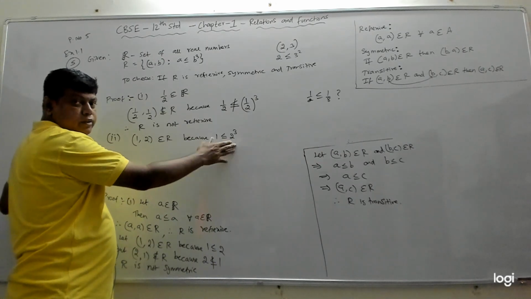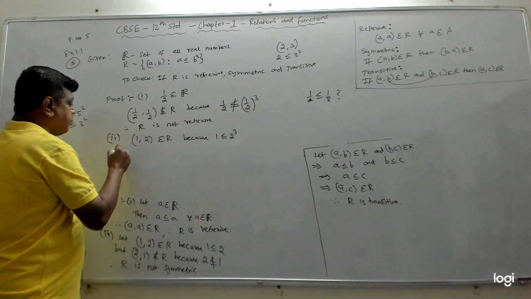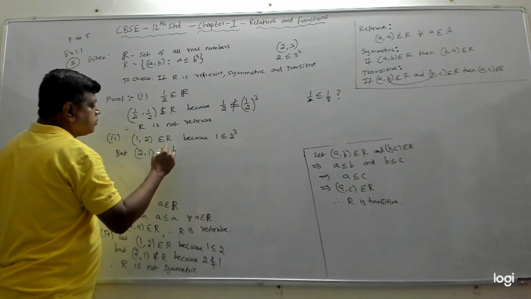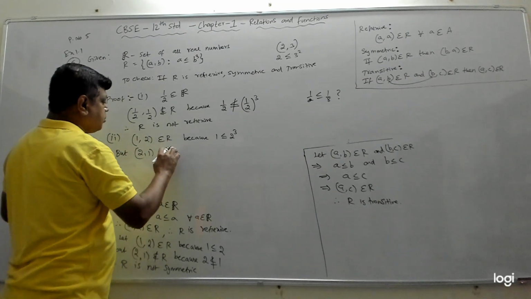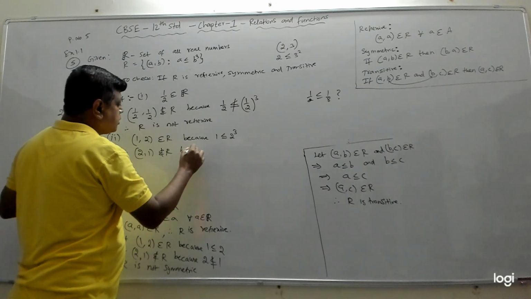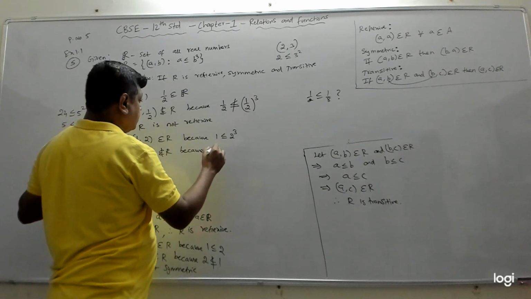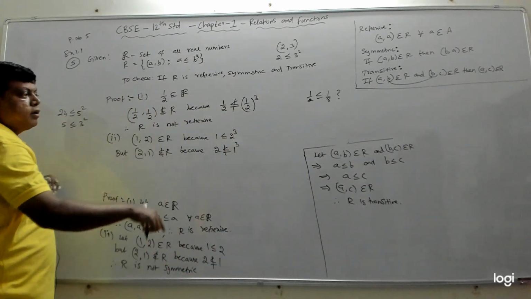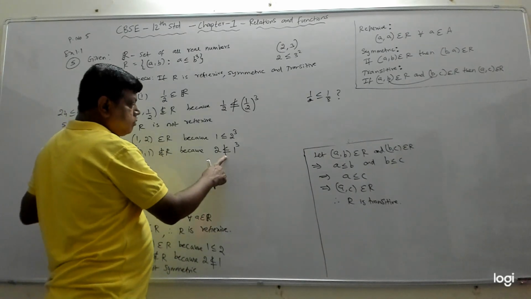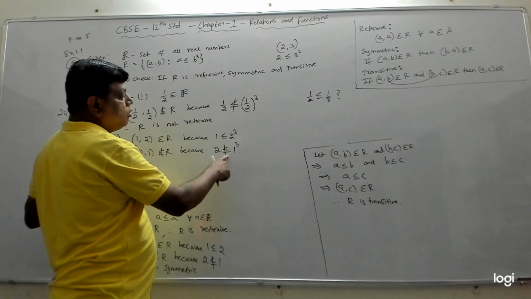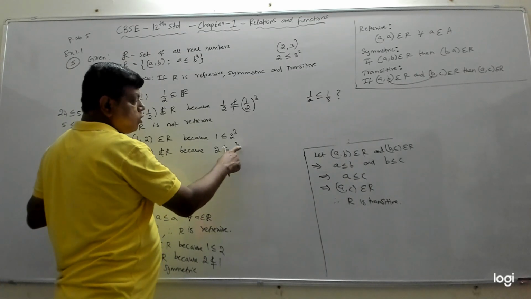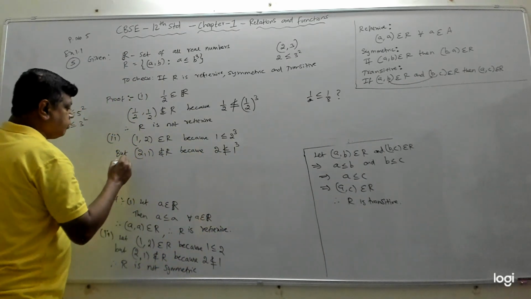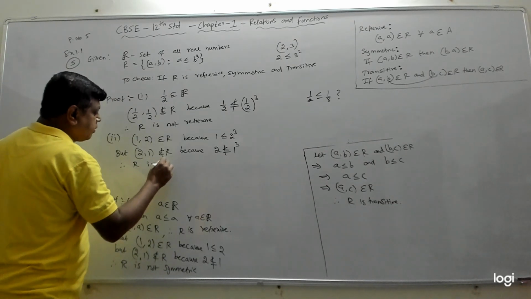1 is less than or equal to 8, which is 2. Therefore (1, 2) belongs to R. But (2, 1) does not belong to R, because of the condition that 2 is not less than or equal to 1 cube. Is 2 less than or equal to 1? No. So therefore R is not symmetric.